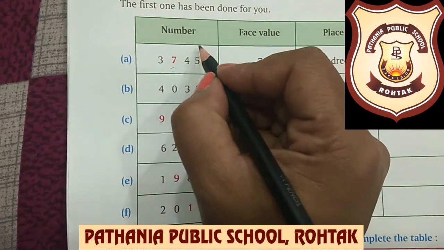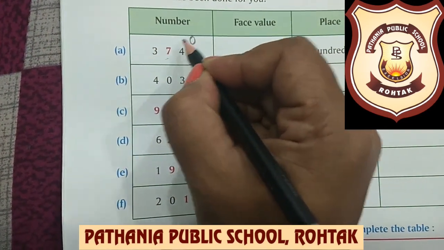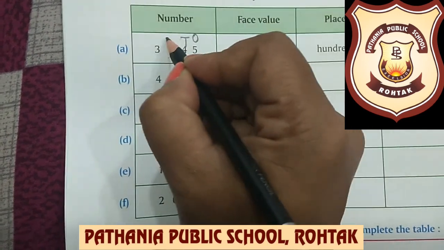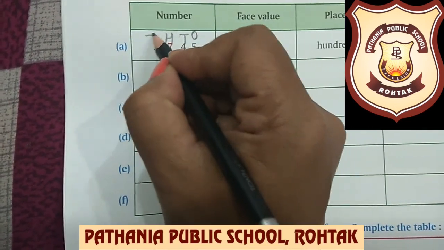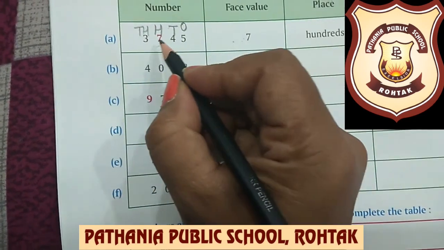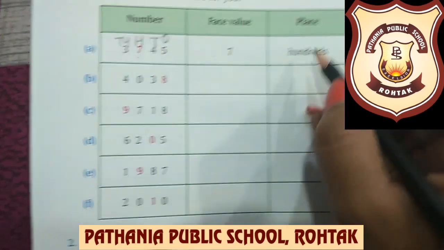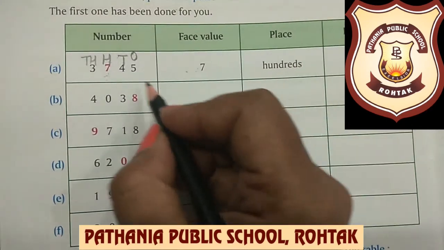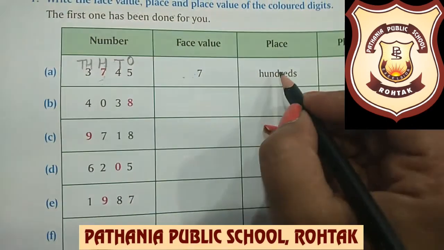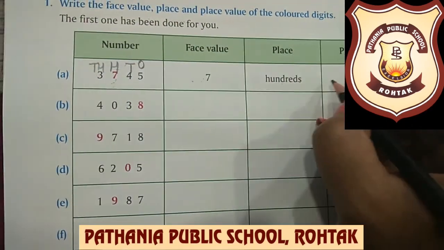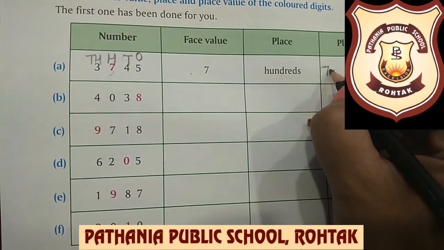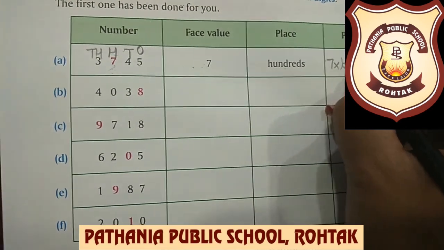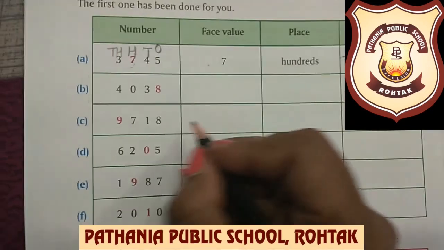Now at what place is it? We will write places over it: ones, tens, hundreds and thousands. Now the colored digit is at hundreds place, so the place is hundreds. Now what will be the place value? The digit is 7 and it is at hundreds place, so we will do 7 multiplied by 100 and it is 700.